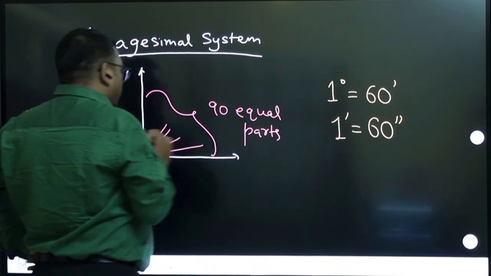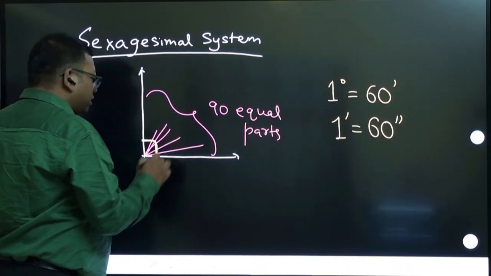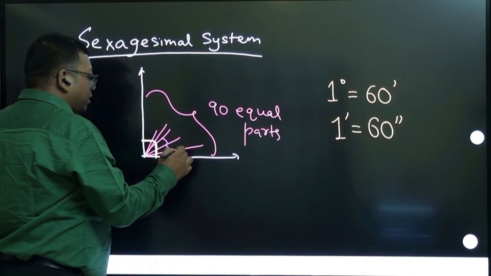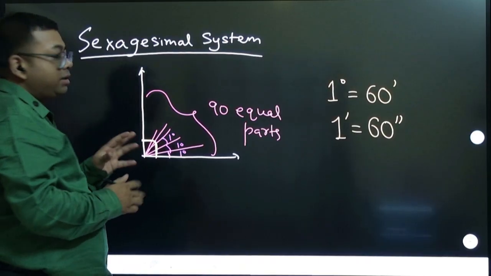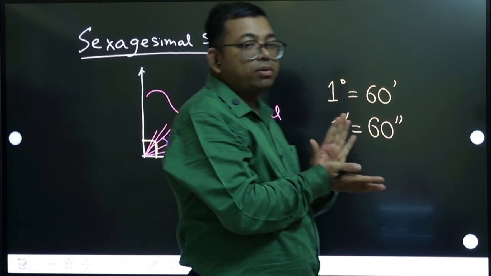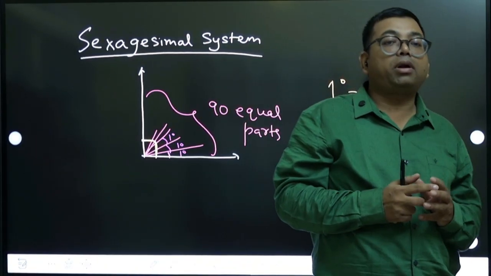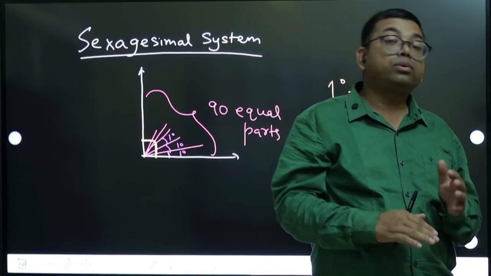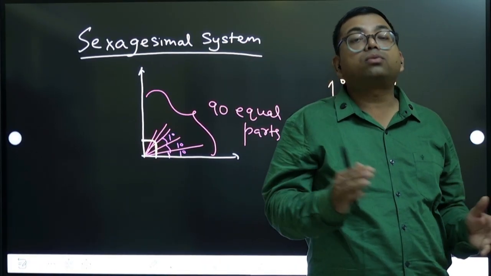Now each part, if I take that, is called a degree. For example, this is 1 degree, 1 degree, 1 degree. So if I divide these two perpendicular lines, horizontal and vertical, into 90 equal parts, each part is 1 degree. That is why we say the total is 90 degrees, because we have divided this into 90 equal divisions.